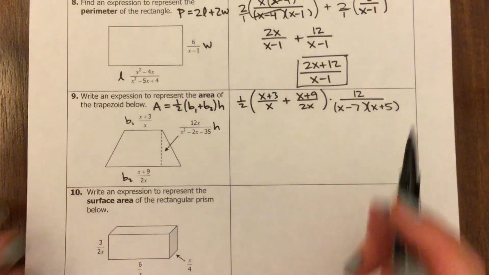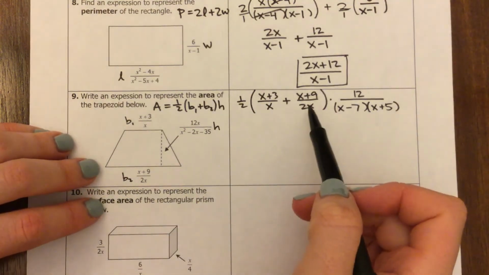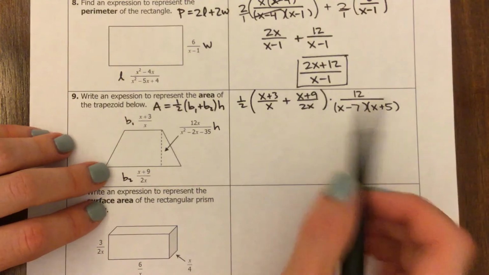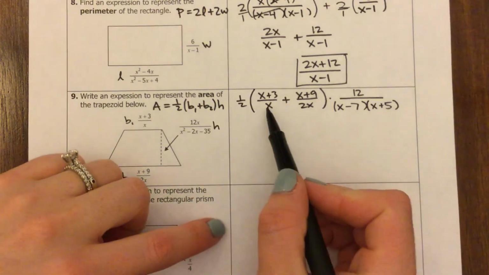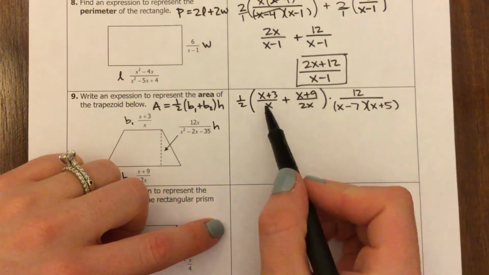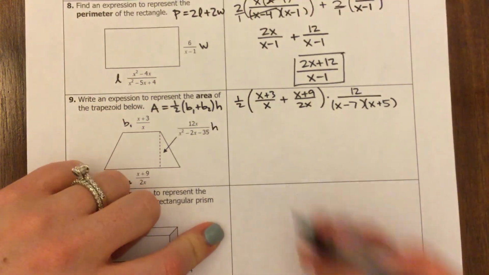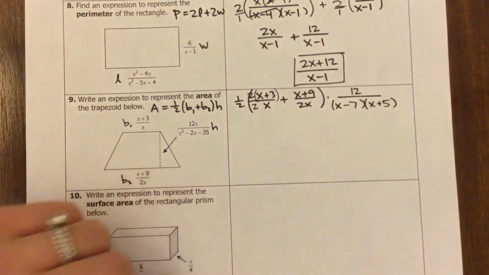Next thing I have to do is look inside the parentheses. I have to combine everything up there. They do not have the same denominator like 8 did. So between an x and a 2x, remember we do this back and forth: what does this one have that this one doesn't? What does that one have that this one doesn't? This denominator and this denominator have an x in common, but this one has a 2 and this one doesn't. So we're going to multiply top and bottom by 2. Make sure that gets distributed.